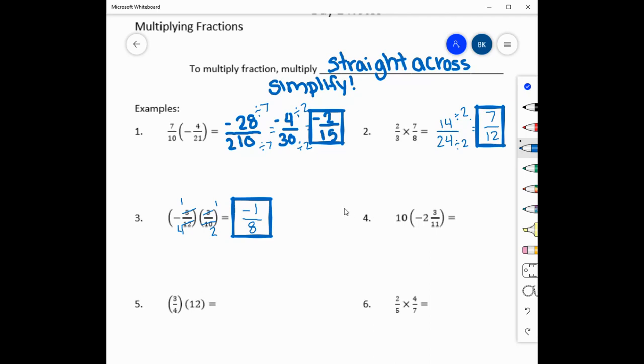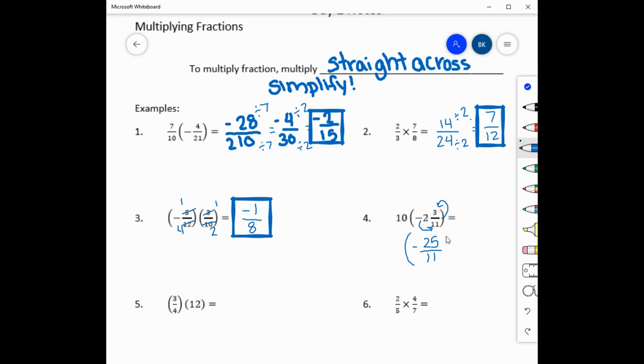Number 4. We have 10 times negative 2 and 3/11. We need to change this 2 and 3/11, this mixed number, into an improper fraction. So remember, we multiply and then add. So negative 2 times 11, or let's do it without the negative, 2 times 11 is 22. Add 3, and we get 25. Keep the denominator of 11, and then it's negative.